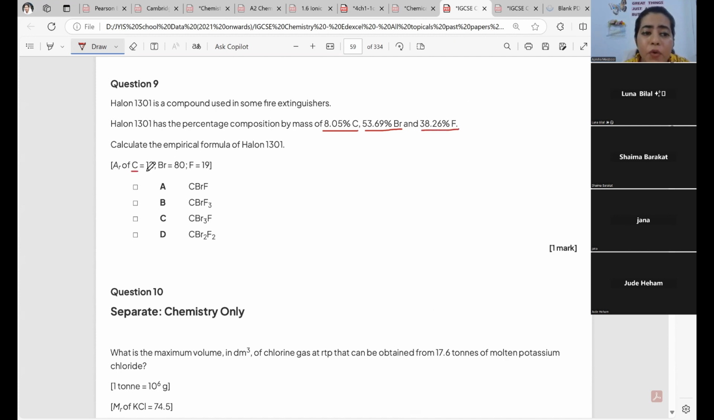Their AR value of carbon is 12, bromine is 80, fluorine is 19. Find the empirical formula on it. Quickly just solve it and tell me the answer.